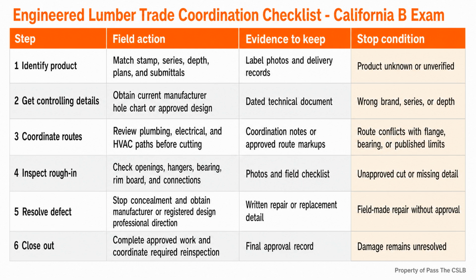The same defensive approach applies to fasteners and hangers. A connector schedule, nail pattern, or rim board attachment is not something I casually substitute because another fastener is on the truck. Engineered systems are assemblies. The member, hanger, fastener, bearing, blocking, rim board, and sheathing work together. When one detail changes, I verify whether the approved system still works.